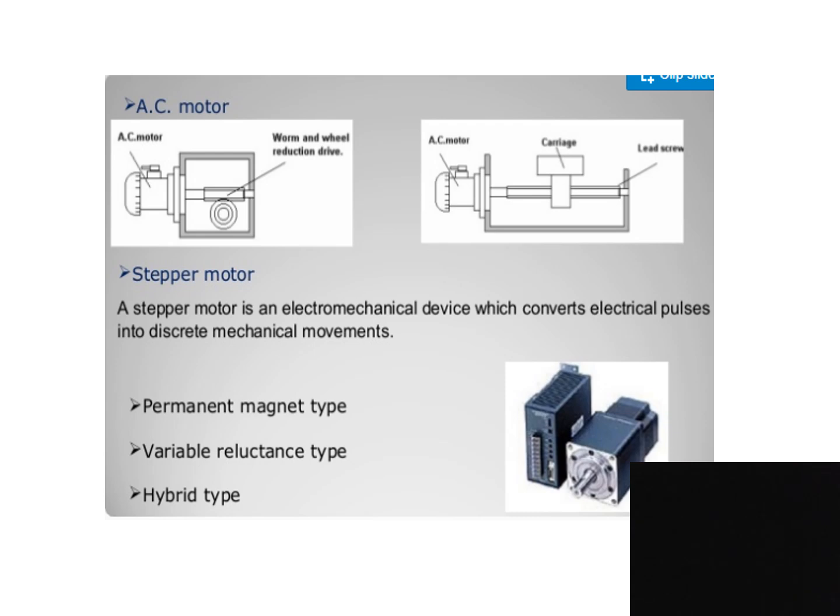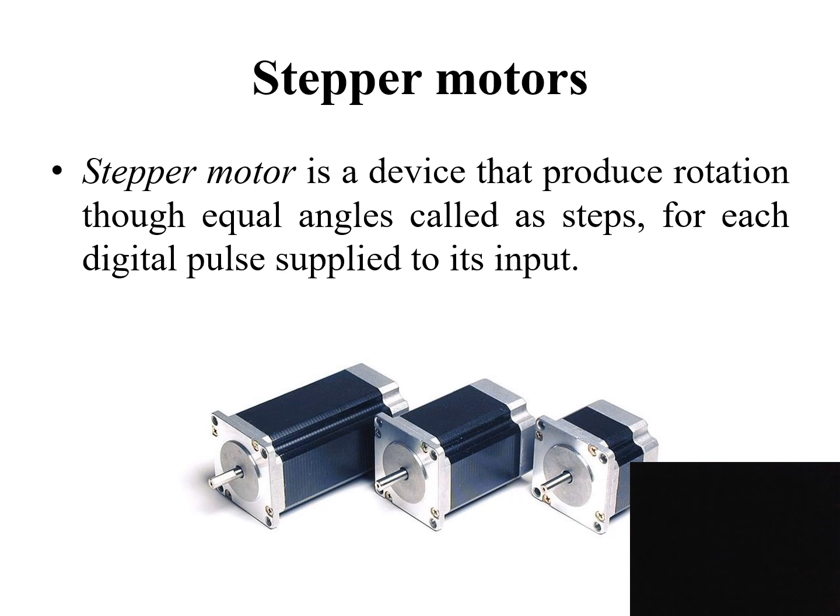And the last one is the stepper motor. It is an electromechanical device which converts electrical pulses into discrete mechanical motion, which can move in the form of steps. In most industries, the stepper motor is mainly used in many automation applications. We have three different types of stepper motor: permanent magnet, variable reluctance, and hybrid type. The stepper motor is used to produce a rotation through an equal angle in the form of a step, for which a digital pulse is applied as an input.